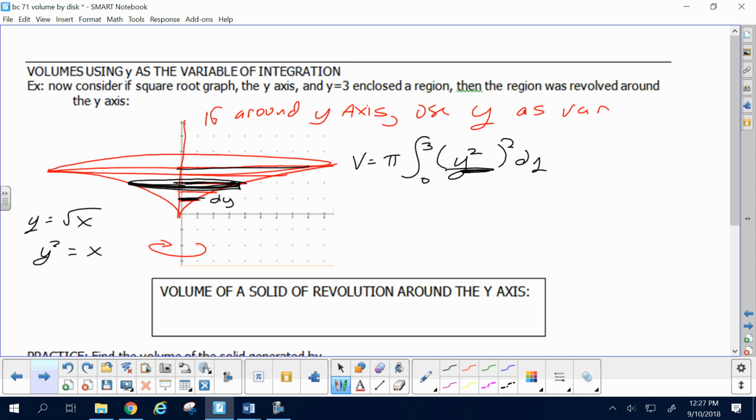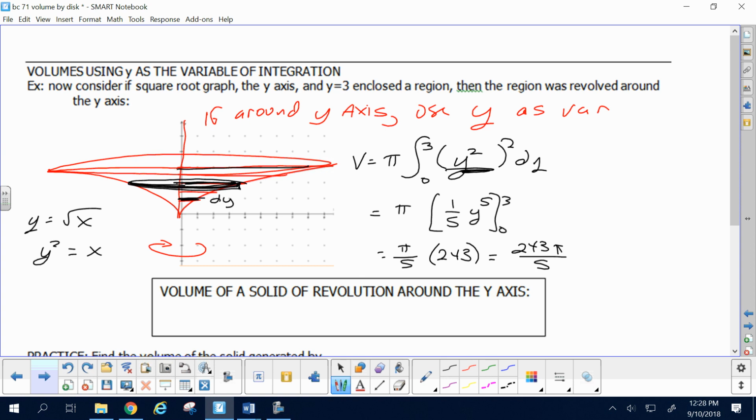Okay, what is the antiderivative of y to the 4th? 1/5 y to the 5th. And what is 3 to the 5th? 3 to the 4th is 81, one more 3, 243. So 243 minus 0. My volume is 243 pi over 5.